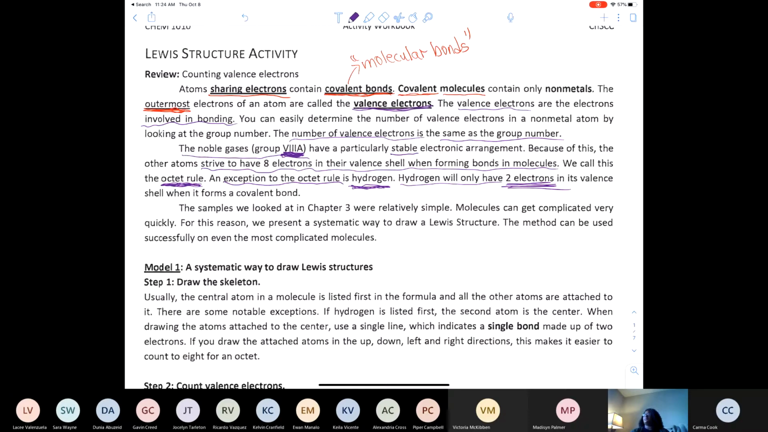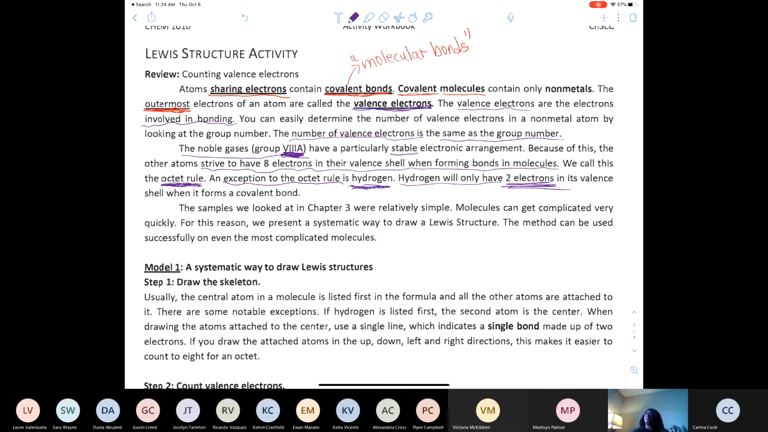So like oxygen, it only has 6. When it makes a covalent bond, let's say with a carbon atom and forming carbon monoxide, oxygen's goal is to go from having 6 valence electrons to 8 valence electrons. And where is it going to get the other 2 electrons from? From the carbon atom.